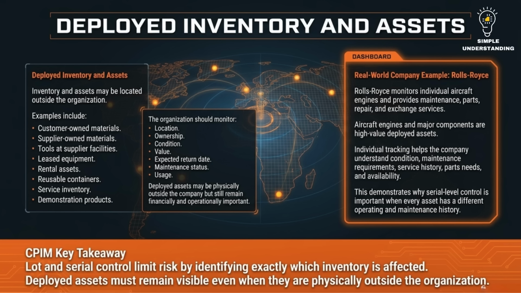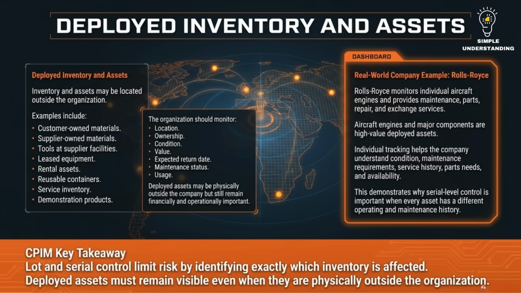Real-world company example: Rolls-Royce. Rolls-Royce monitors individual aircraft engines and provides maintenance, parts, repair, and exchange services. Aircraft engines and major components are high-value deployed assets. Individual tracking helps the company understand condition, maintenance requirements, service history, parts needs, and availability. This demonstrates why serial-level control is important when every asset has a different operating and maintenance history.